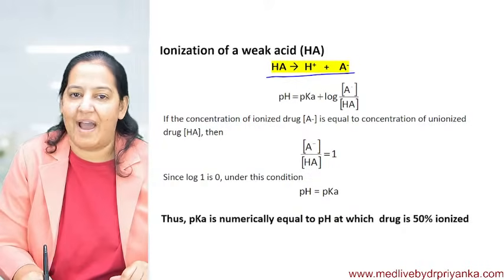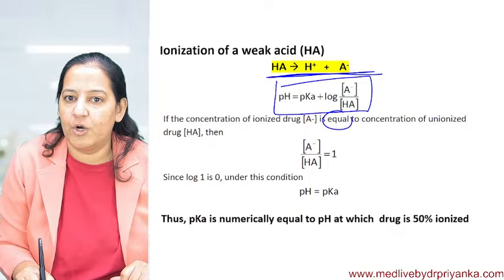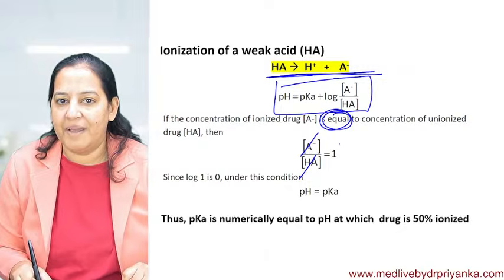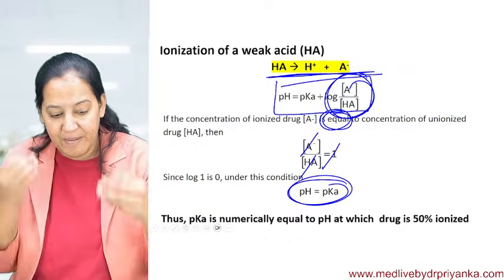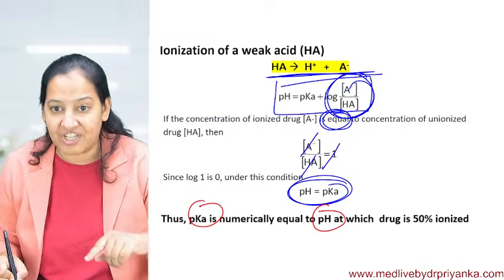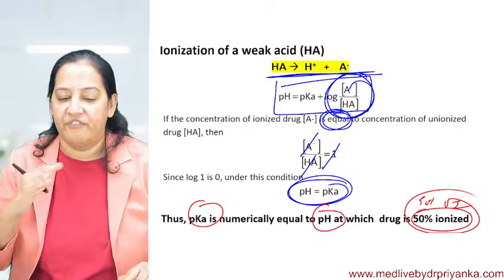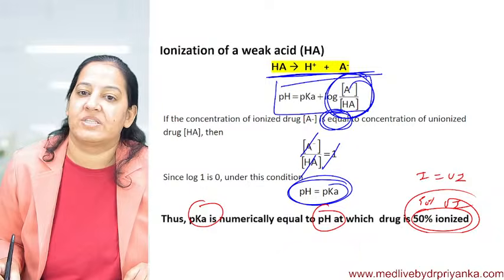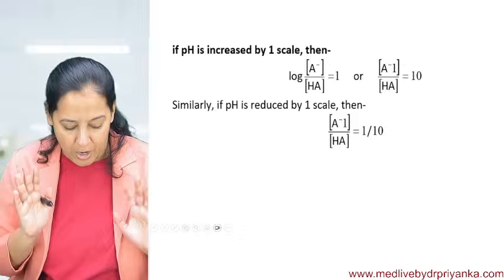Again, the acid example is taken. You see the formula. You see both of them are equal. Ionized and unionized are both 50-50%. So they cancel each other out. It becomes 1. And log 1 is 0. So pH is equal to pK. So what is the definition of pKa? pKa is the pH at which the drug is 50% ionized and 50% unionized. So ionized is equal to unionized. At that pH, pK is equal to pH. So the same story is written.